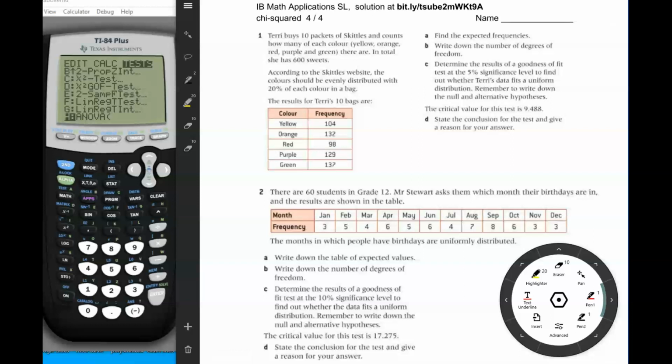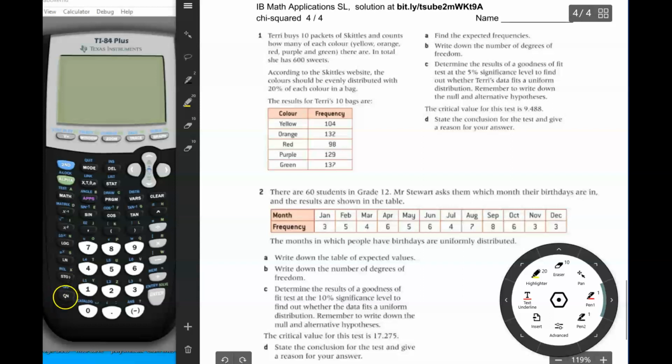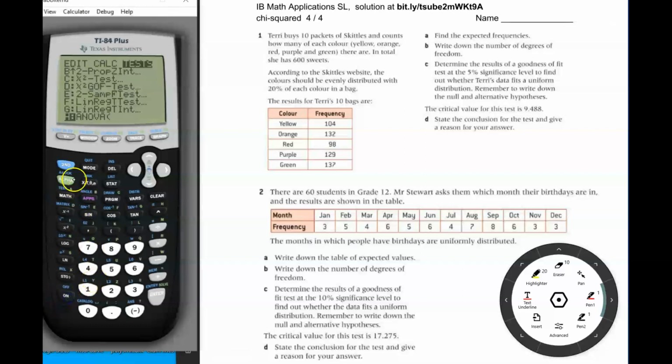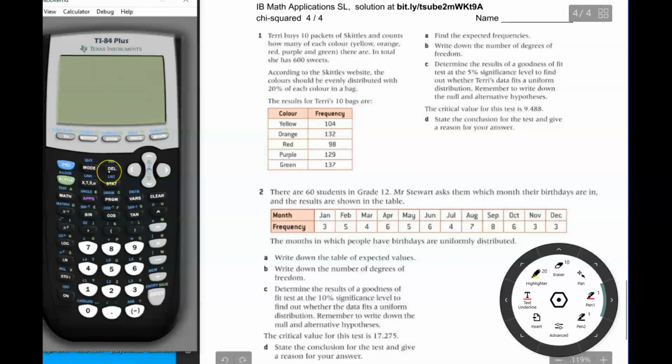Okay, in this first problem, let's read it. Terry buys 10 packets of Skittles and counts how many of each color there are. In total, she has 600 sweets. According to the Skittles website, the colors should be evenly distributed with 20% of each color in each bag. Terry has counted up all the different colors and she's gotten this distribution here. What the Skittles website says she should expect is 20% of each color, because there's 5 different colors, and the Skittles site says that they should be evenly distributed.